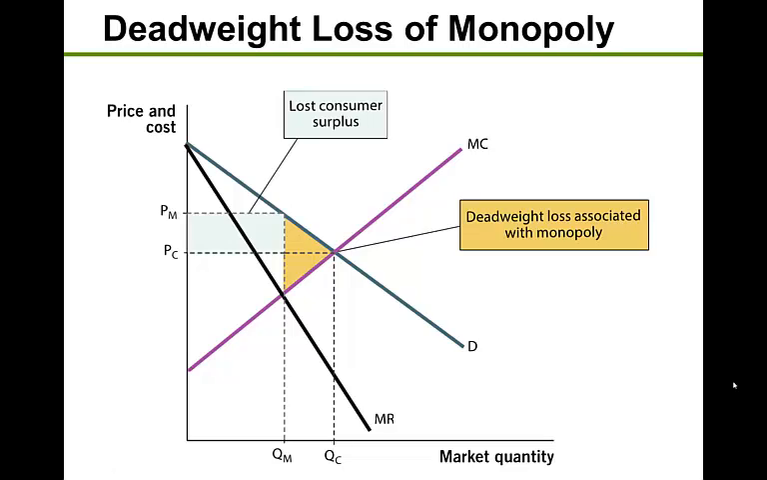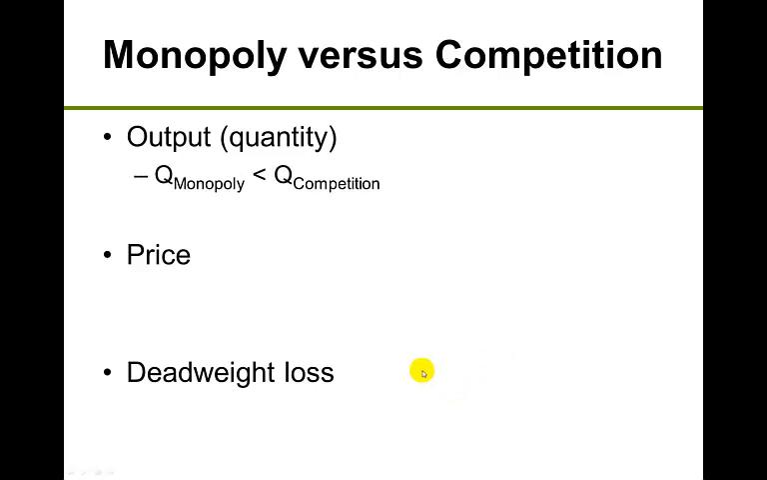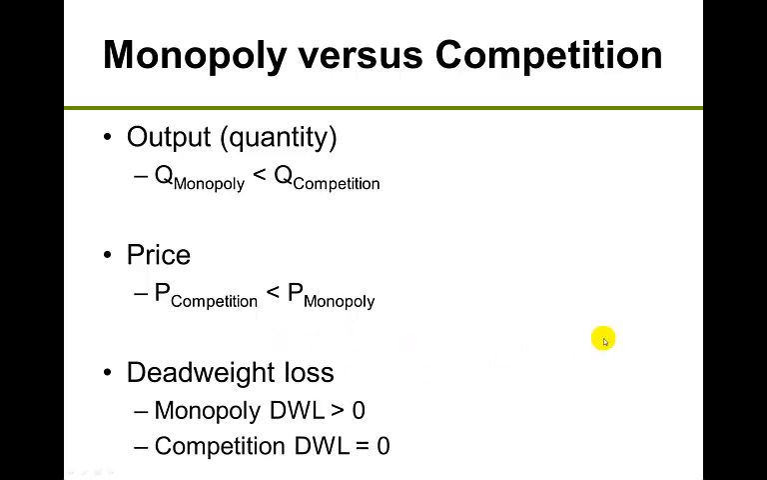So the reason that these trades don't happen under monopoly is that the monopolist doesn't care about overall efficiency. The monopolist cares about their profits. So they're going to maximize their profits, not maximize overall efficiency. So just to summarize, monopoly quantity is less than quantity under perfect competition. Monopoly price is greater than the price under perfect competition. And deadweight loss happens under monopoly, does not happen under perfect competition.